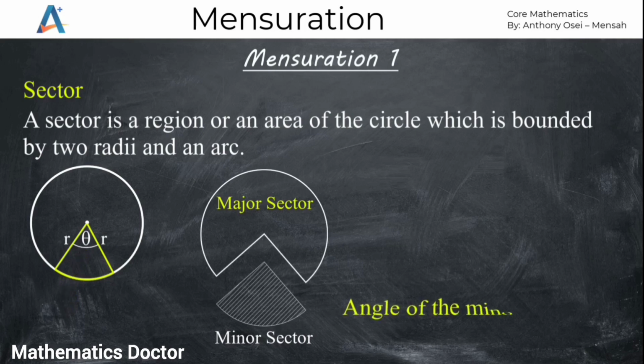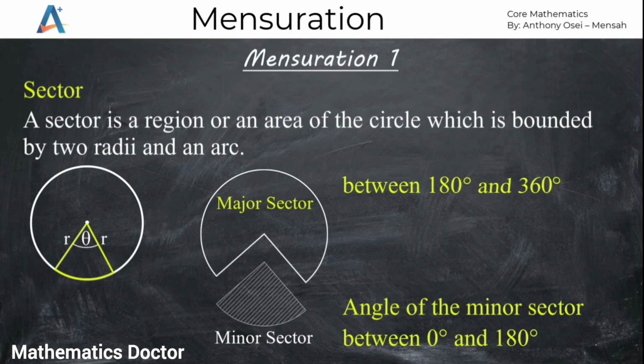And the angle of the minor sector is between 0 and 180 degrees. Between this, we have something called the angle of the minor sector, or the minor angle. Then between 180 and 360 degrees is what we call the major angle for the sector, or the major sector's angle. So get to know how the measurements are. If the angle is between 0 and 180, it is for the minor sector. And if the angle is between 180 and 360 degrees, it is for the major sector.